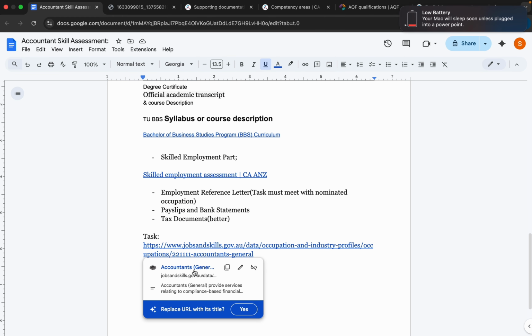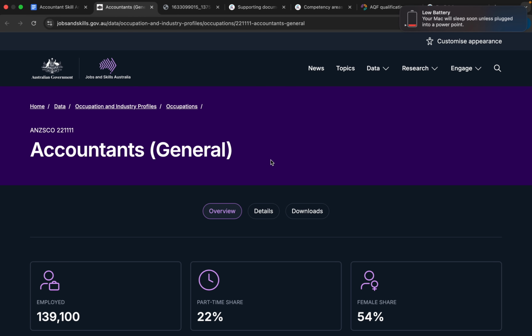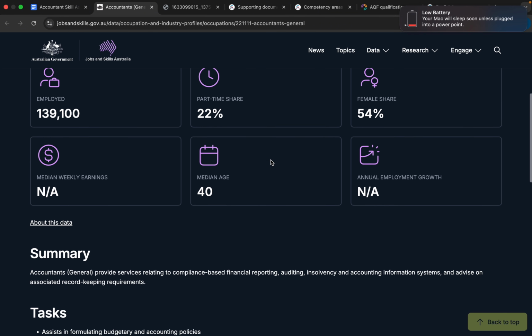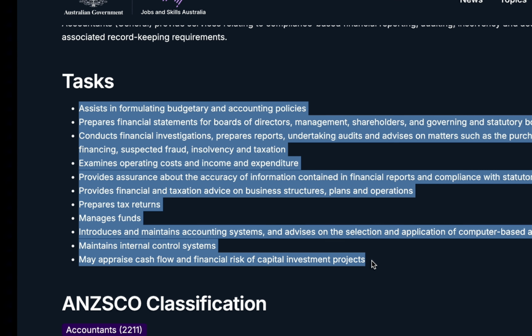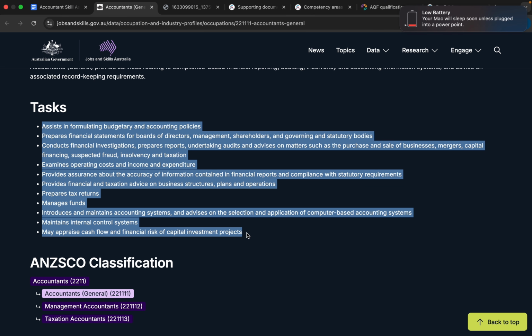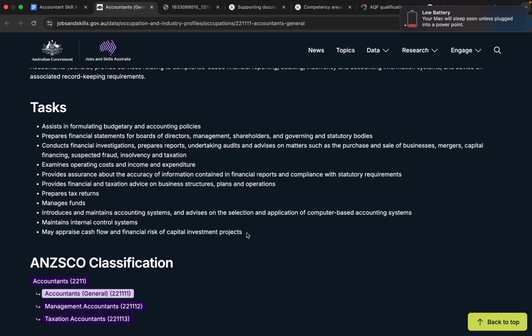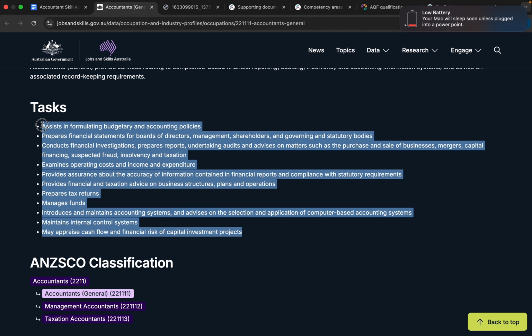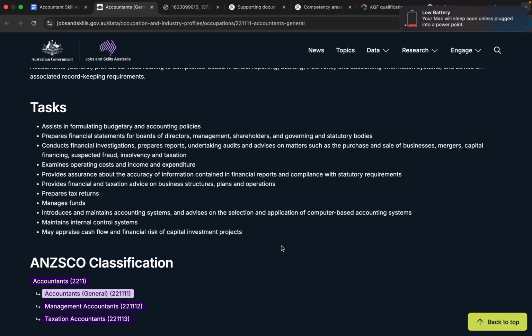If you go here, on the Skills Australia website, these are the most common tasks you should be doing in your current work to claim the work experience. So in your reference letter, these tasks must be included, but not copy-pasted; it should be based on what you are doing in your current job. So these tasks must be included.